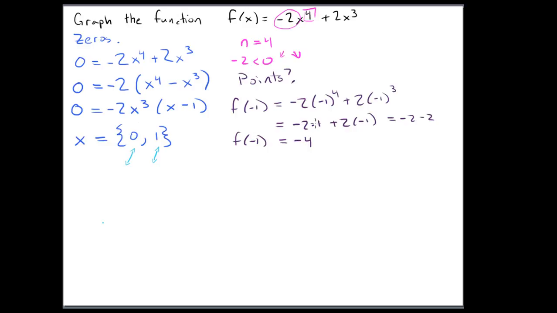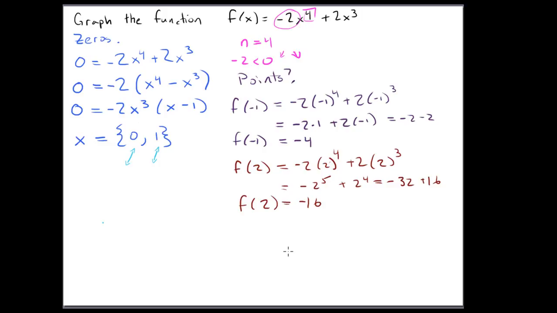Okay, what about 2? f of 2 is going to be equal to, I'm just going 1 out from each of these zeros to start. f of 2 is negative 2 times 2 to the fourth plus 2 times 2 cubed. So it's negative 2 to the fifth plus 2 to the fourth, which is negative 32 plus 16. f of 2 is equal to negative 16. So this thing gets very steep, very negative, very fast.